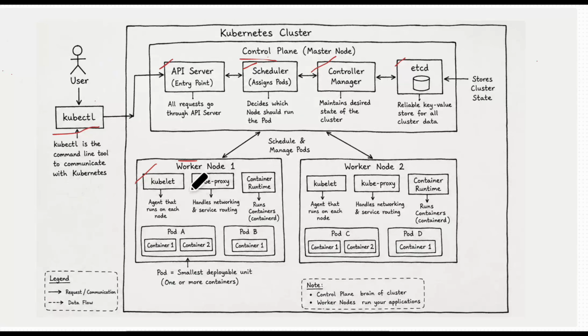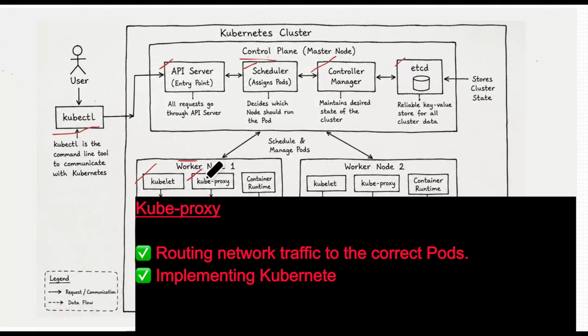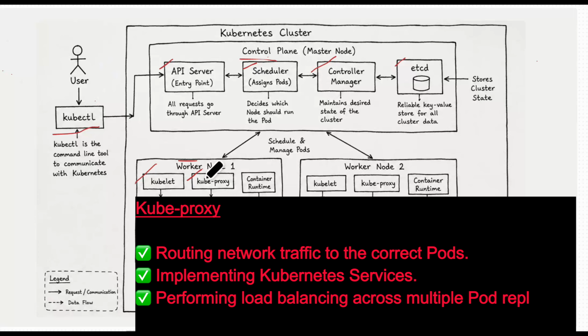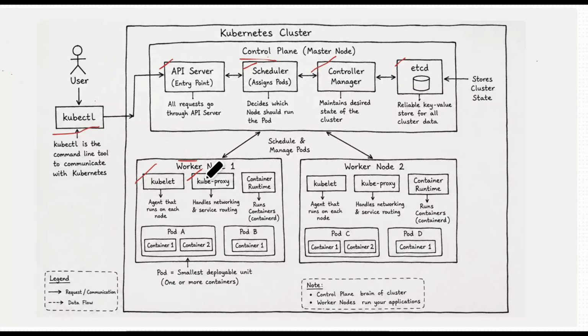Next we are going to talk about kube-proxy. This is also a very important component because it is related to networking, and it manages network traffic and ensures requests are routed to the correct pods. It's very important because it manages the traffic and routes requests to the correct pods. Now, kube-proxy primarily configures networking rules using technologies like iptables, IPVS, or nftables, depending on the environment.